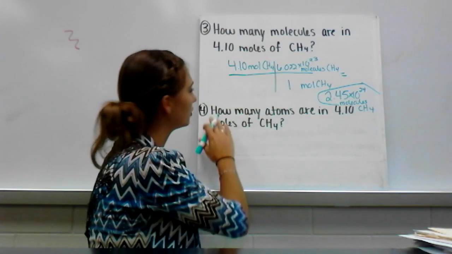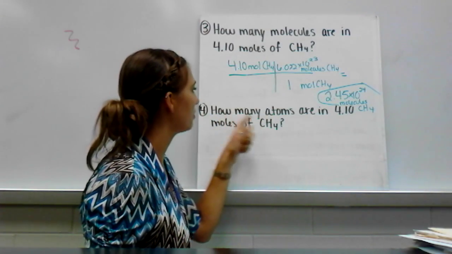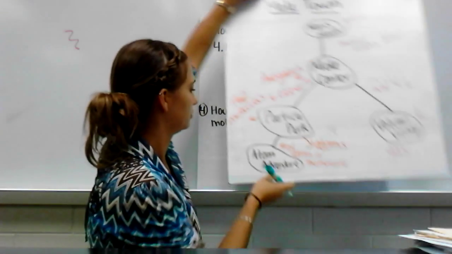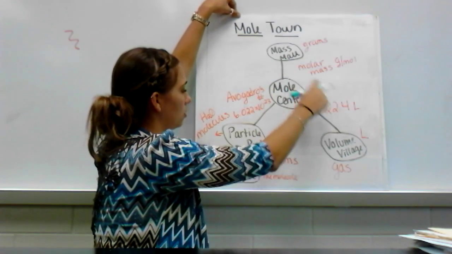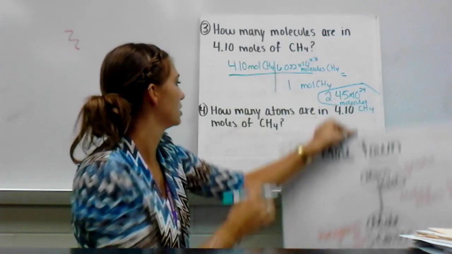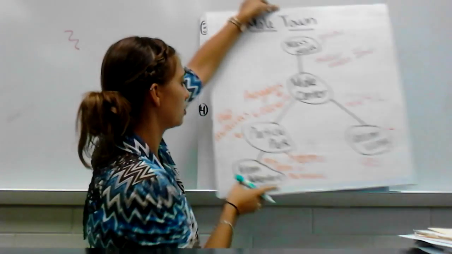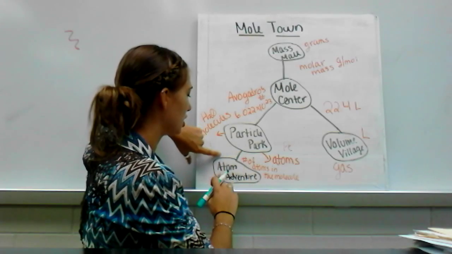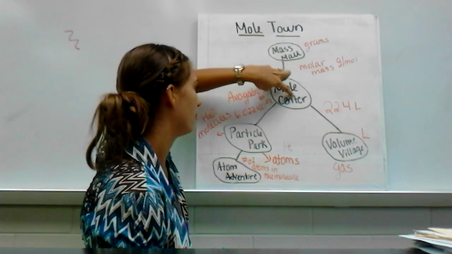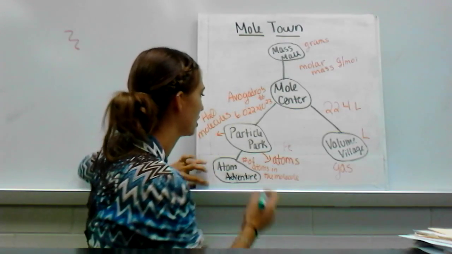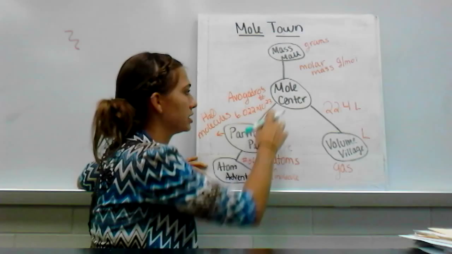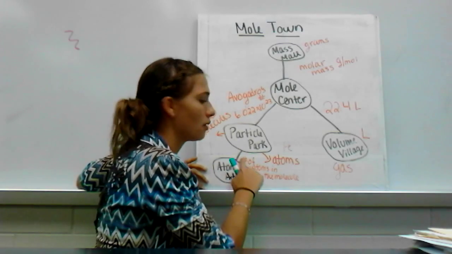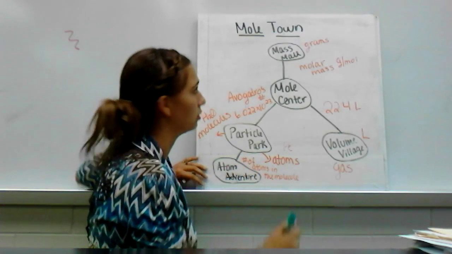All right. Now this is going to bring us to the next step. So it asks how many atoms are in 4.10 moles of CH4. So if we look back at our mole town, we're given moles, but then if we look at our problem, CH4 here, that's a molecule, all right? So if we get to particle part, we're just talking about molecules now. But the question asks us for atoms. So now we have to go one additional step to get to atom adventure. Okay, so we're going from moles to particles, particles to atoms. The conversion factor from moles to molecules is Avogadro's number. It's the same exact thing as we did last time. Now, to get from particles to atoms, we need to multiply by the number of atoms in the molecule.